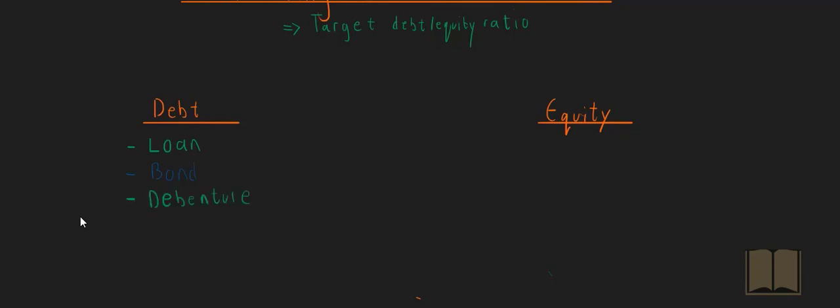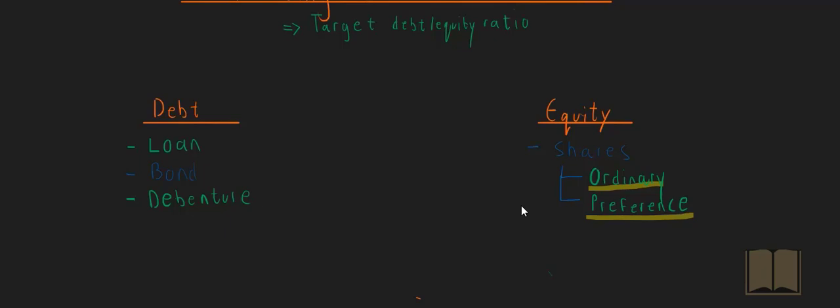Or the financial manager can obtain financing from the capital markets through the issue of debentures. If the financial manager decides to obtain financing via equity, then they would sell shares in the entity. They can either sell ordinary shares or they can sell preference shares.